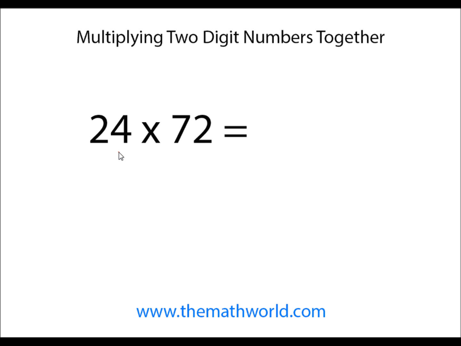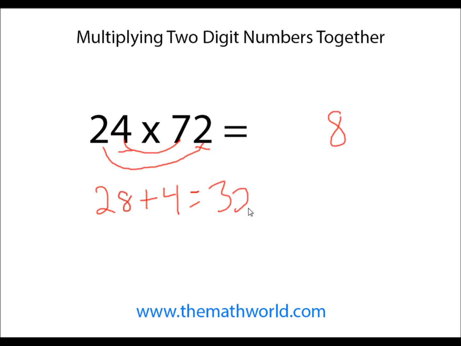The first step is you're going to multiply the ones digit by the ones digit. So 4 times 2. We're going to write that answer down as 8. Then the next thing we're going to do is multiply 4 times 7, the ones and the tens digit, and then 2 times 2, and we're going to add those together. So 4 times 7 is 28, and we're going to add 2 times 2, which is 4. That's going to give us 32. We're going to write down our 2. We're going to carry our 3, and the next thing we're going to do is multiply the tens digits.